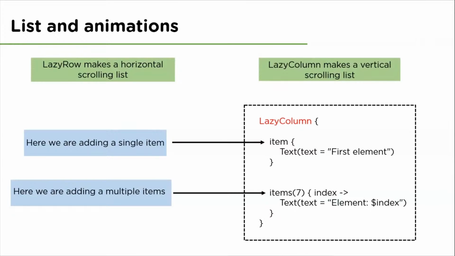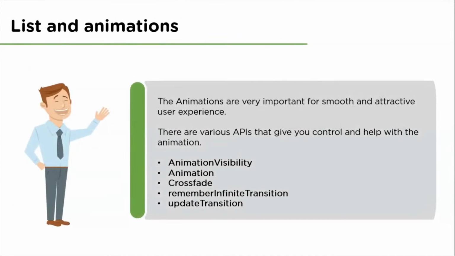Now, just like lists, animations are also very important for a smooth and attractive user experience. There are various APIs that can give you control and help with the animation. They are AnimatedVisibility, which is used if you are animating appearance and disappearance. Then there is animate*AsState, which is used if you want to have fine control over animation time. Then there is Crossfade, which is used to switch between composables with a crossfade animation.